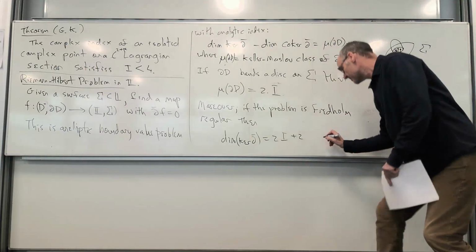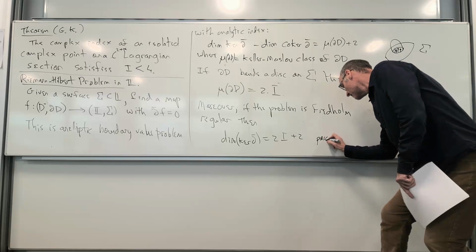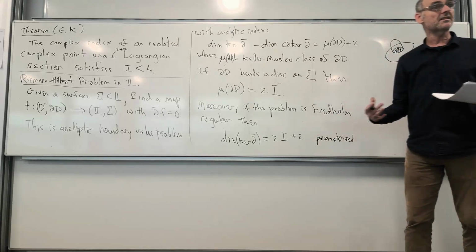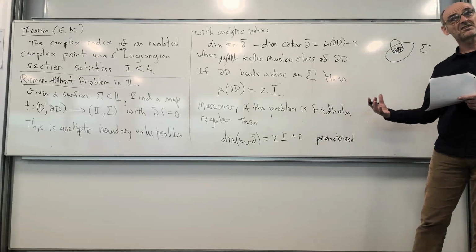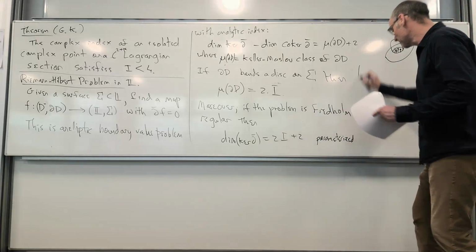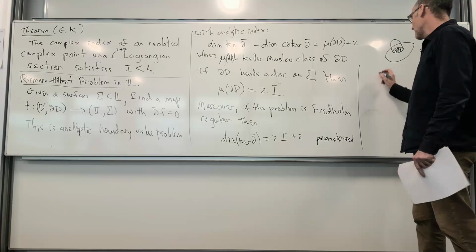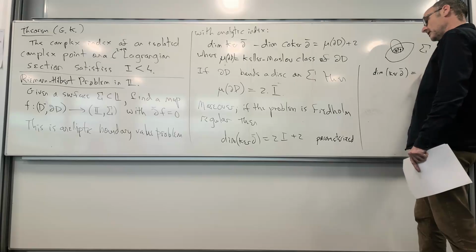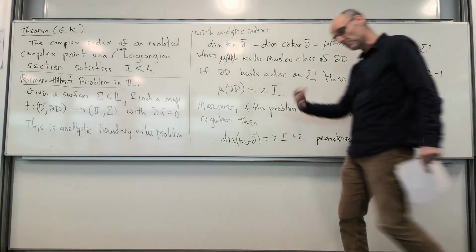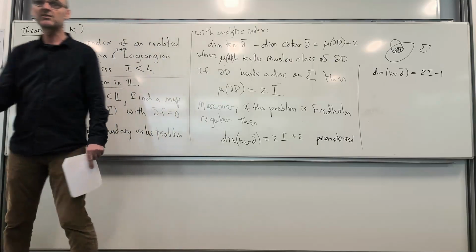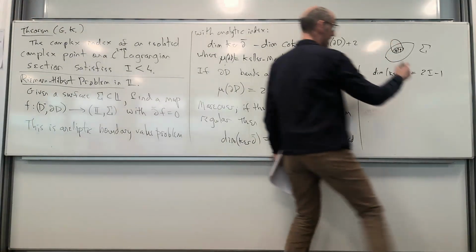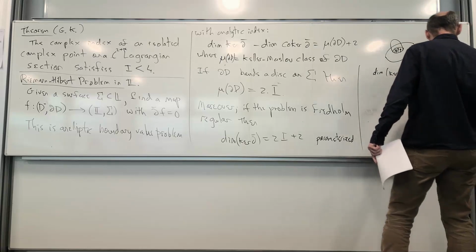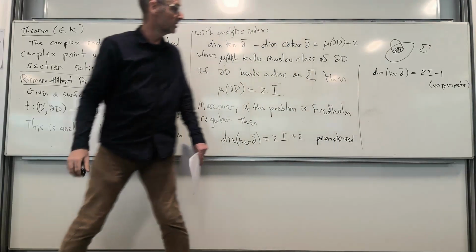Here, I should say, this is for parameterized disks. And of course, you can reparameterize disks, and there's a Mobius family. So in fact, there's 3 dimensions of Mobius family. So if you want to go to unparameterized disks, the dimension of the kernel of del bar is going to be 2I minus 1 if you subtract off the freedom that you have from this 3-parameter family of Mobius transformations. So that's when we're talking about unparameterized disks. It's going to be 2I minus 1.